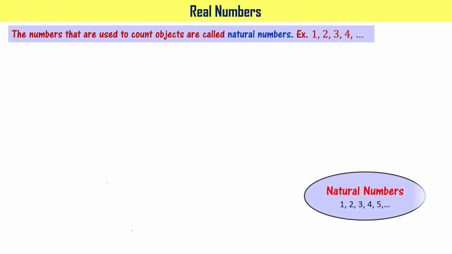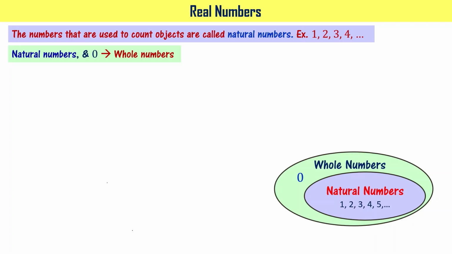Let us quickly recall real numbers. The numbers that are used to count objects are called natural numbers. For example, numbers like 1, 2, 3, 4, 5, and so on are called natural numbers, right? When you group natural numbers along with 0, the set of numbers you have are called whole numbers. Whole numbers are, for example, 0, 1, 2, 3, 4, 5, 6, 7, and so on.